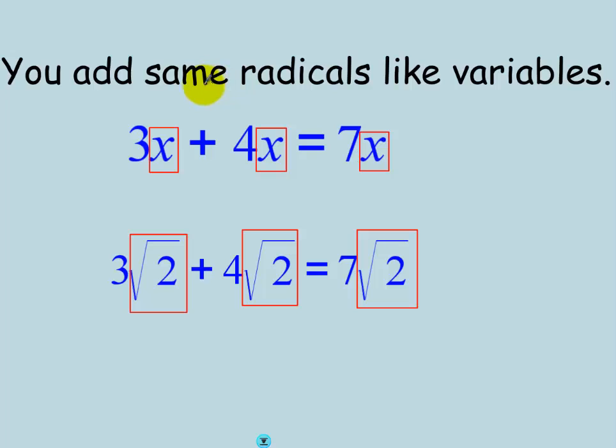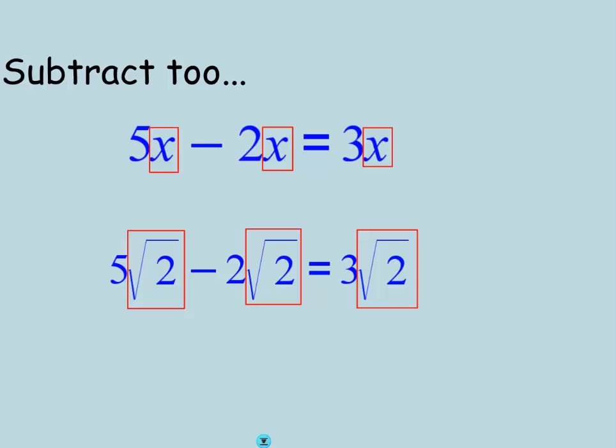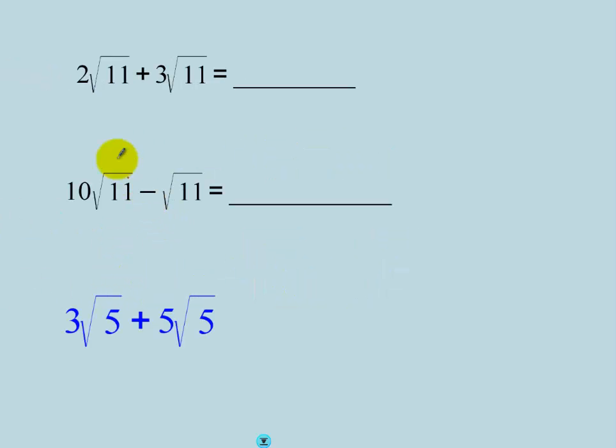Now, you can add the same radicals, or like radicals, like you add variables. So if you did 3x plus 4x, you know that's 7x. Well, 3 square roots of 2 plus 4 square roots of 2 equals 7 square roots of 2. You're adding it just like you would like variables. And you subtract it the same way as well. So 5x minus 2x would be 3x. So 5 square root of 2 minus 2 square root of 2 is 3 square root of 2. Just like with variables. Okay, so let's try a few other examples.